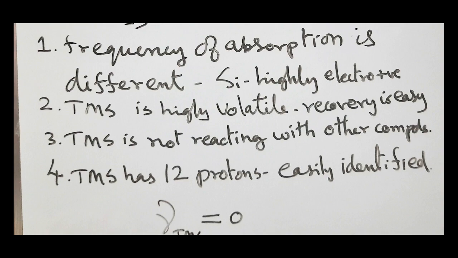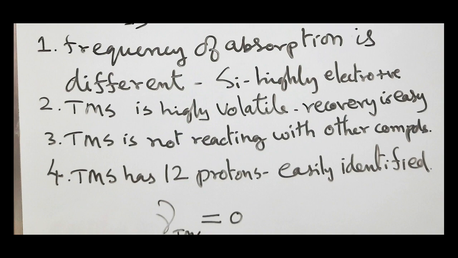The frequency of absorption is different. Tetramethylsilane is highly volatile, so the sample can be easily recovered. The reference compound can also be easily recovered. Tetramethylsilane is not reacting with other compounds. TMS has 12 protons, so it can be easily identified. So because of the 4 reasons, tetramethylsilane is used as the reference compound.